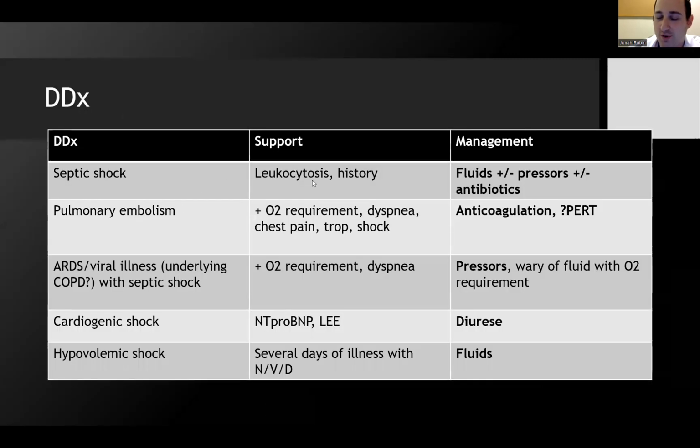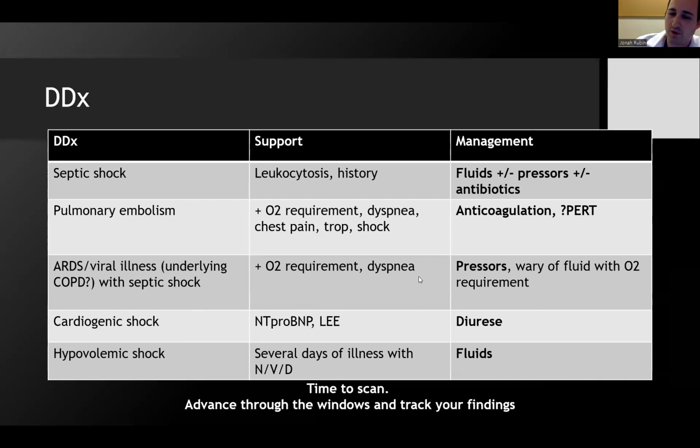Septic shock. You have leukocytosis, you have a history that sounds like infection, and this patient would get fluids and pressors, antibiotics. Could be a pulmonary embolism, in which case you're going down a very different pathway, anticoagulation, and depending on how severe it gets, you might be talking to the PERT team. Could it be a viral illness with septic shock? You have this oxygen requirement, cardiogenic shock, truly anything, right? This is a case that we see all the time, and it could be any of these things. So that's the whole purpose of this case, that we have a case of undifferentiated shock.